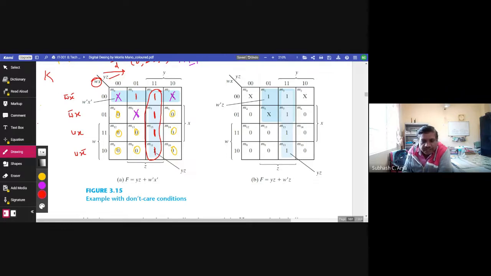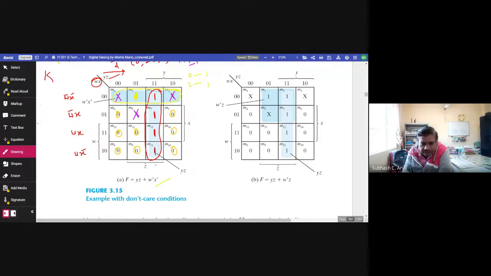Now this one is remaining. In order to cover this one, we have different options. We can make a group of 4 ones if we consider M0 don't care condition as 1 and M2 don't care condition as 1. If we assume this 0 and 2 don't care condition as 1, then what will happen? Then this will be a group of 4 ones. So this is what is written here. This may be one of the solutions.